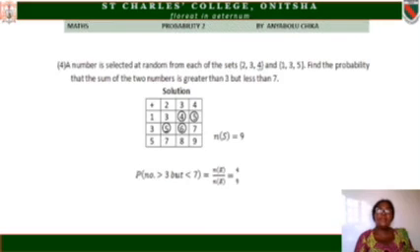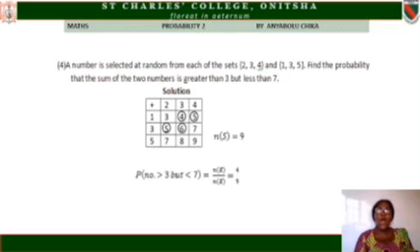For example, a number is selected at random from each of the sets 2, 3, 4 and 1, 3, 5. Find the probability that the sum of the two numbers is greater than 3 but less than 7. They have the first row as 2, 3, 4 and the first column as 1, 3, 5.